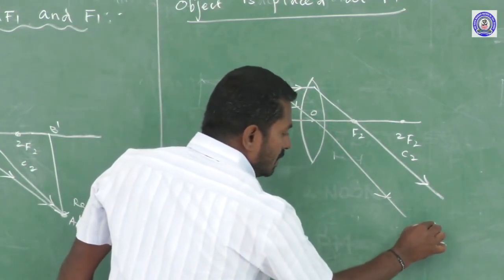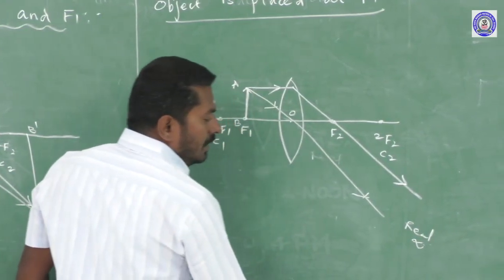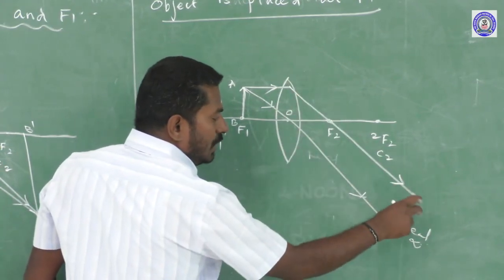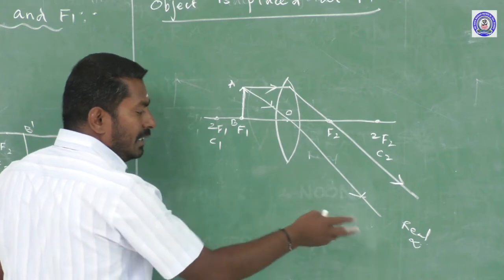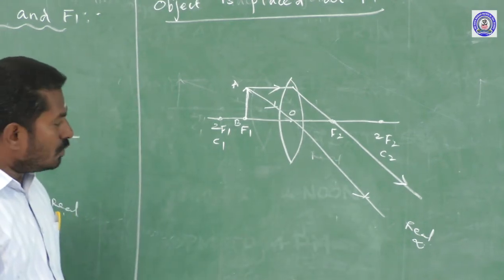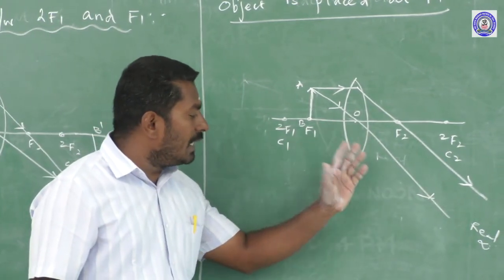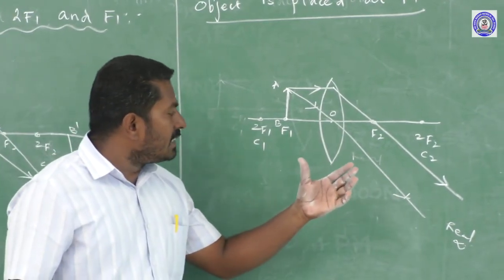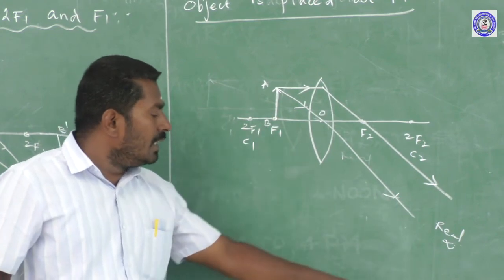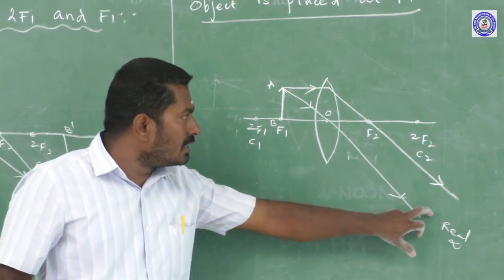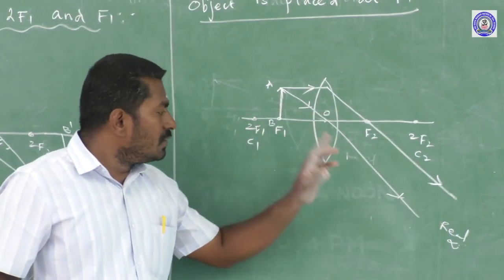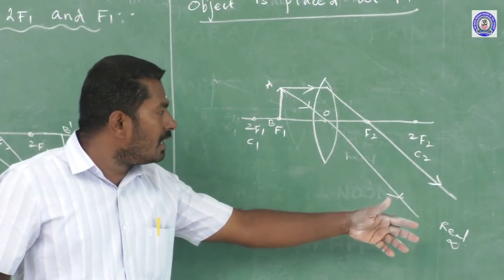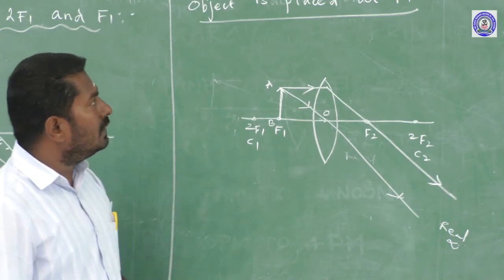It is a real image because this image is attained due to the actual intersection of these two refracted rays. That's why the image is a real image and also an inverted image. The image is attained exactly at infinity. Comparing the size of the image and the size of the object, the size of the image is larger than the size of the object. So in this case, the image attained is an enlarged image compared to the object.